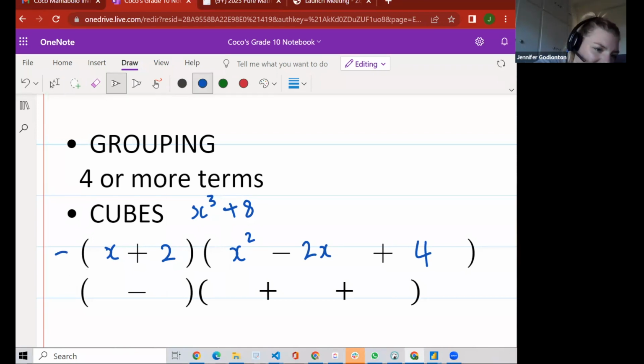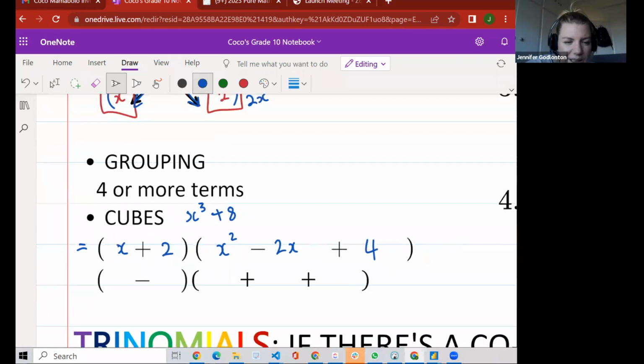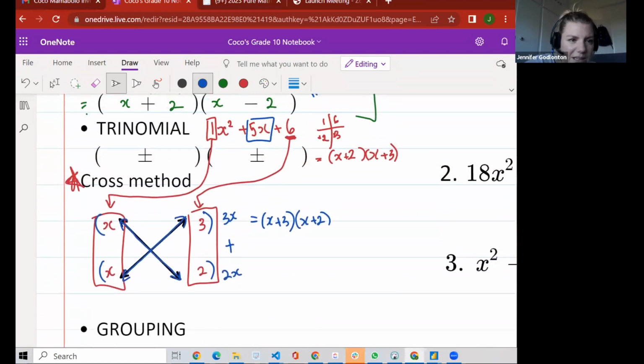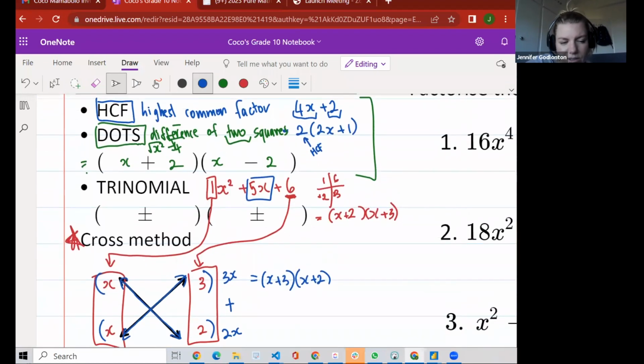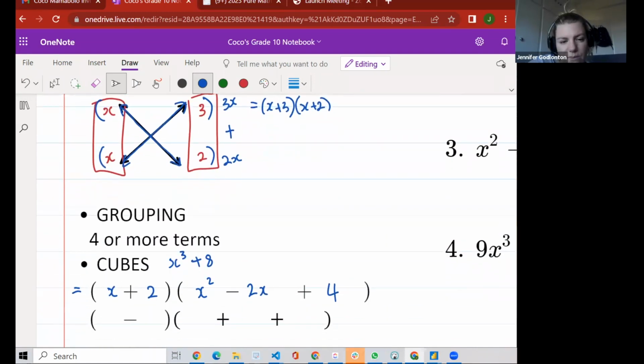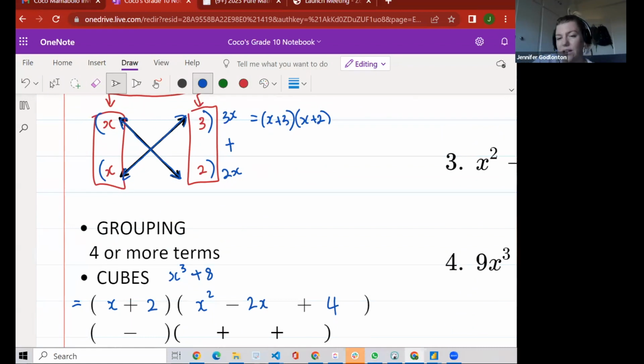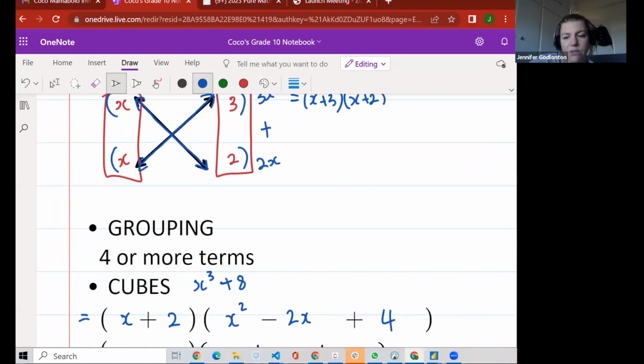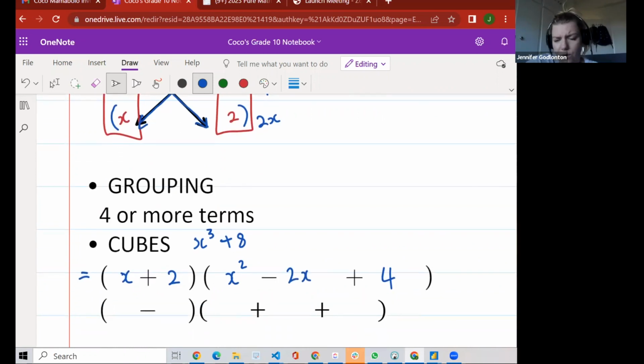So this is just a quick summary of the different factorization methods that you have so far. Does anyone have any questions about any of these methods? So highest common factor, difference of squares, trinomials. Don't panic about the cross just yet, because we're going to come back to it. Grouping or cubes. Does anyone want a little bit more clarification on anything? And if not, we're going to jump into some questions. And remember, if you're feeling stressed about something and you don't know what's going on, just pop your hand up. We can chat. But all of this should just feel like revision from last year at the moment.